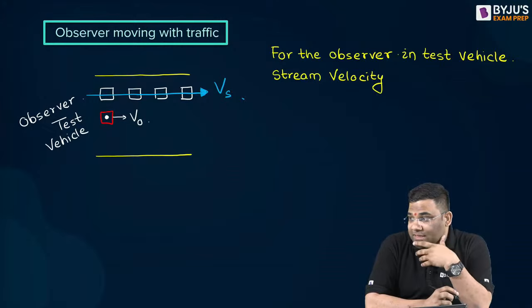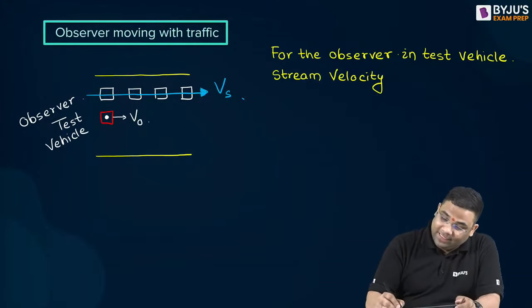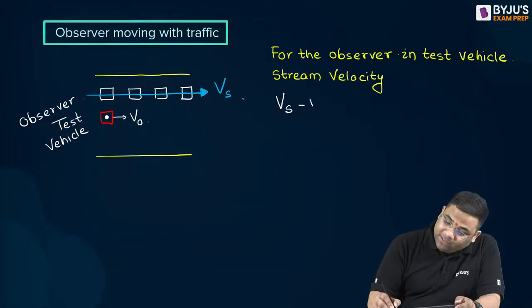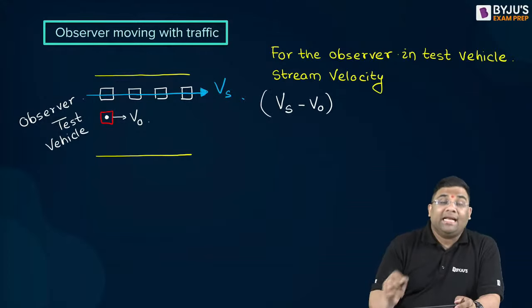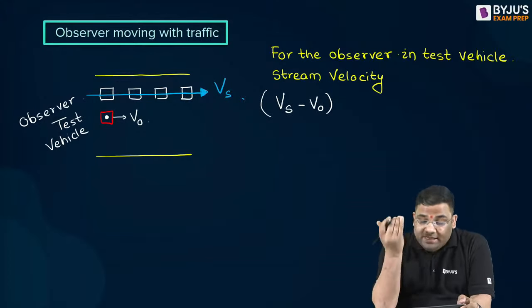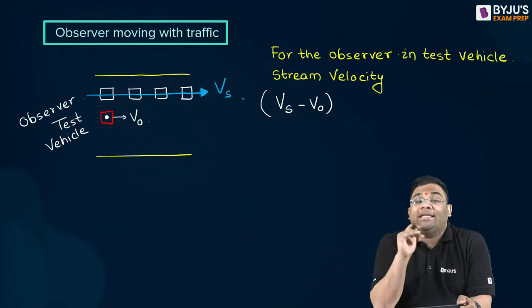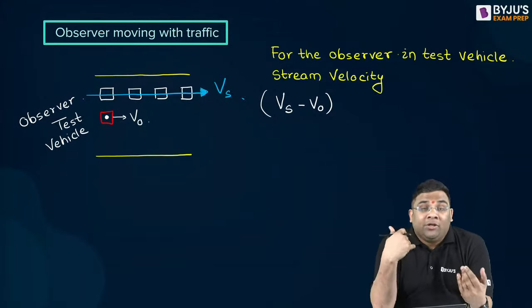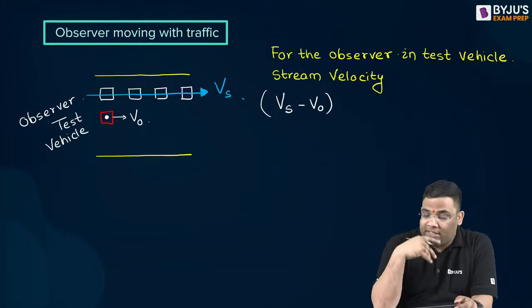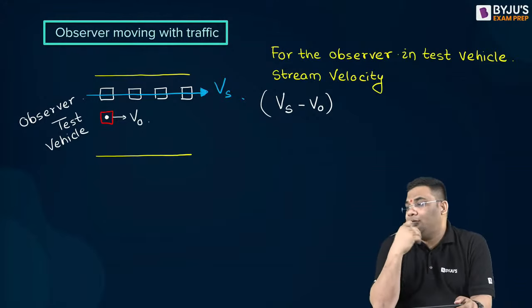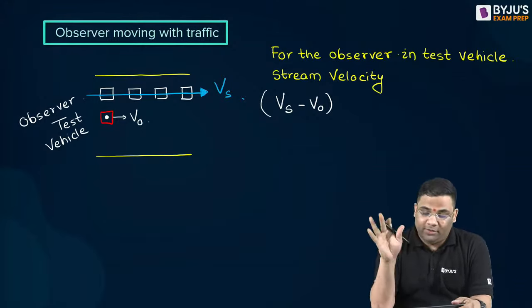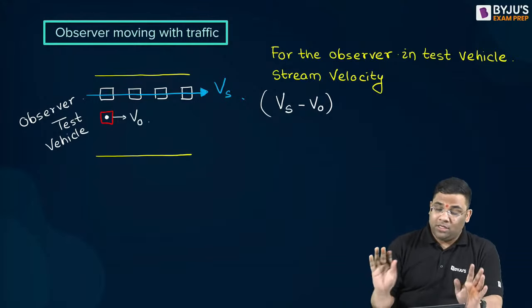Kartike is writing Vs minus V naught. Saurabh sir also, Samriddhi also. Yes, it will be Vs minus V naught, because you can see that the test vehicle is moving with the stream flow. So if I'm introducing the concept of relative velocity, what I will do? I have to subtract it. Very good. Understood?